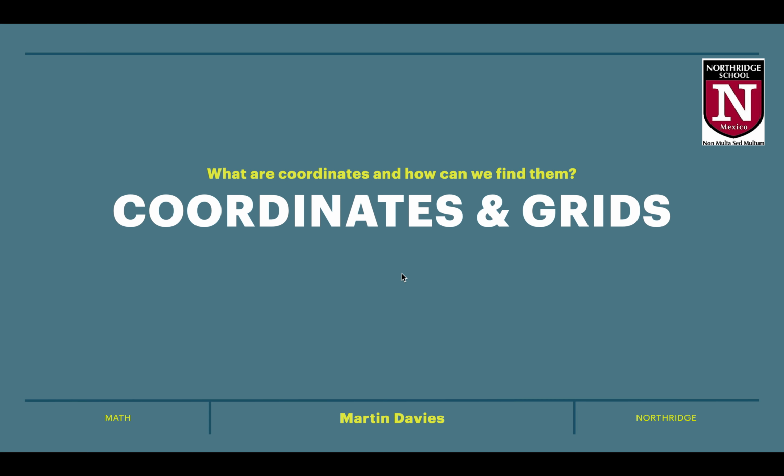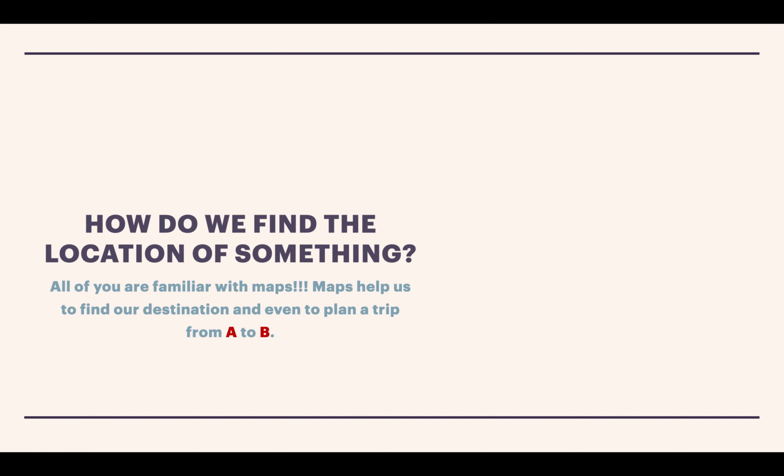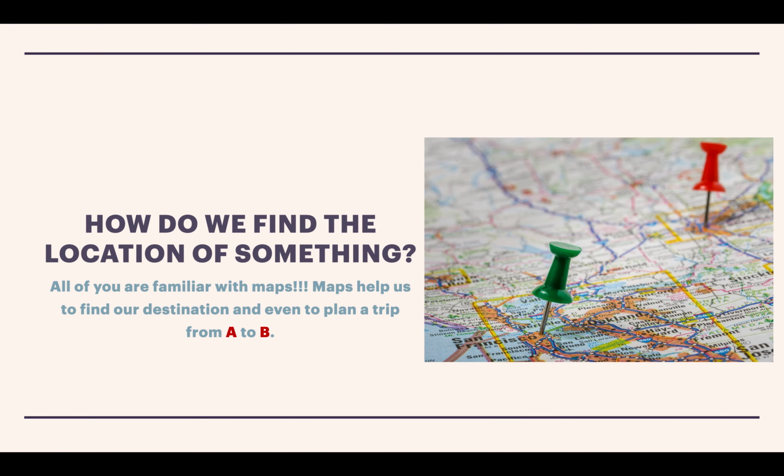Okay, so we're going to go straight to the first slide. Okay, so the question now I want you to think about for a second. How do we find the location of something? So think about how we find location. Okay, so all of you are familiar with a map. I hope so anyway. Maps, as you probably know, help us to find our destination and not only find where we are, but to plan where we want to go. So we can plan a trip from one point to another.